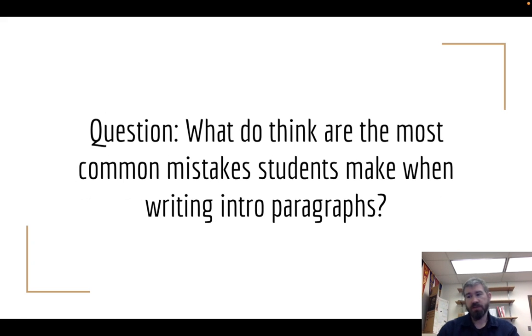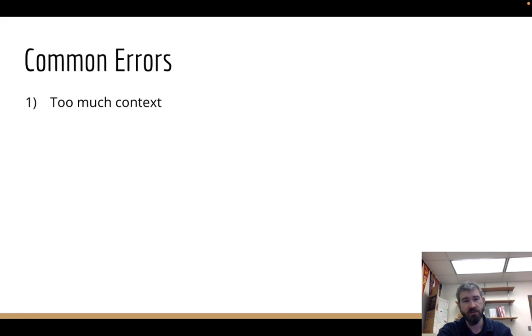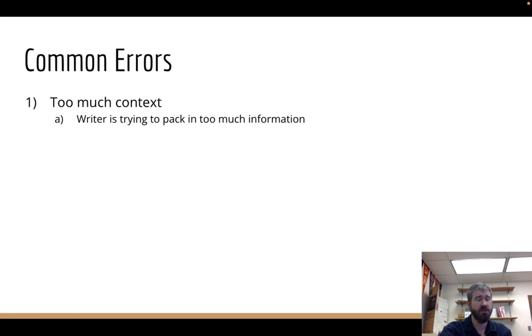So if we think about this for a second, what are the most common mistakes students make in writing intro paragraphs? You could pause and think about this for a minute if you want. But I'll just go ahead and give you the 5 that I see the most often. Number 1 is too much context, right? The student is trying to pack in too much information, telling us absolutely everything, and there may be things that are unnecessary. So for example, if you're writing about artificial intelligence and whether or not it will harm the economy, it may not be necessary to talk about the entire history of computing and artificial intelligence in your intro paragraph. Just focus on the economy.